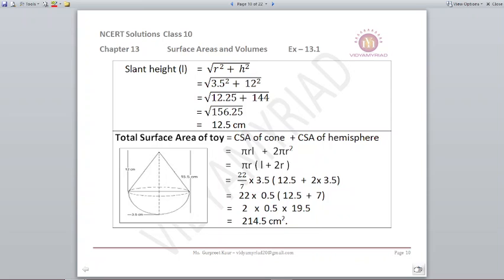Put it into the formula of pi RL plus 2 pi R square. Pi here is 22 by 7, radius is 3.5, so you can take out common. Inside will be L plus 2R, so 12.5 plus 2 into 3.5. On solving this, you will get your total surface area of the toy.